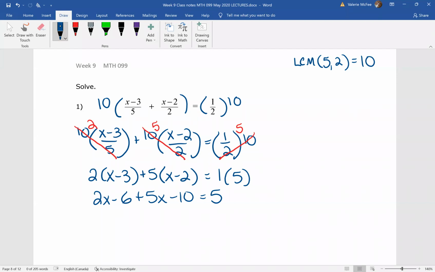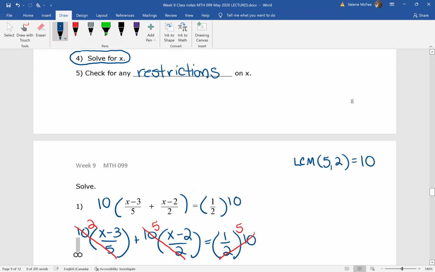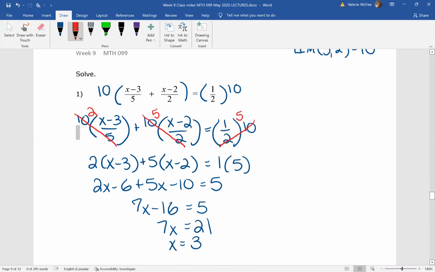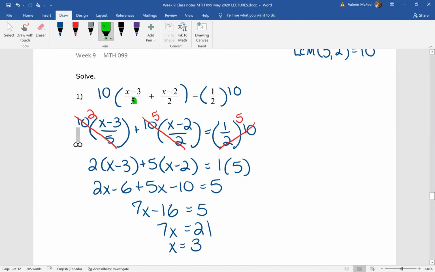Remember, I would like you to simplify each side before moving terms. Add 16 to both sides and divide by 7. Our last step here asks us to check for any restrictions on x. We remember that the denominator cannot equal 0, but I don't have x in the denominator in this question. There's no x here, so that means there are no restrictions for this question.